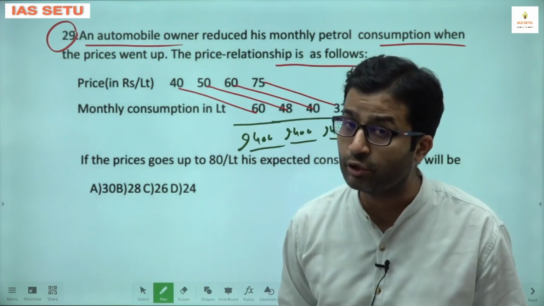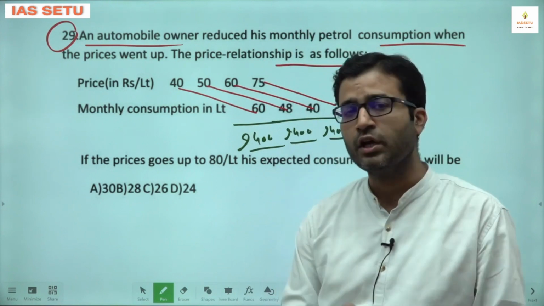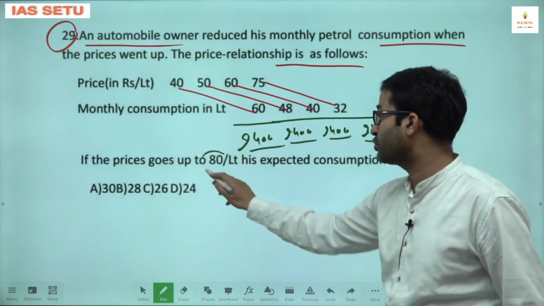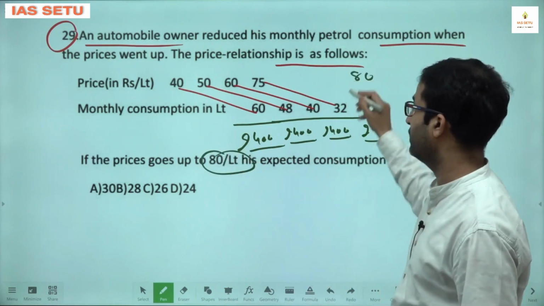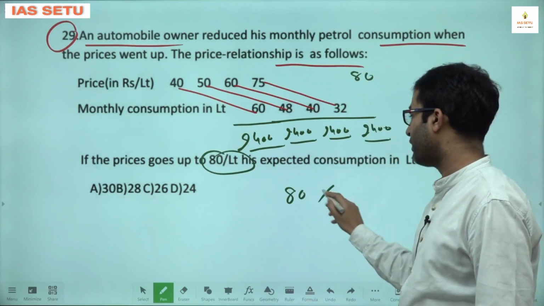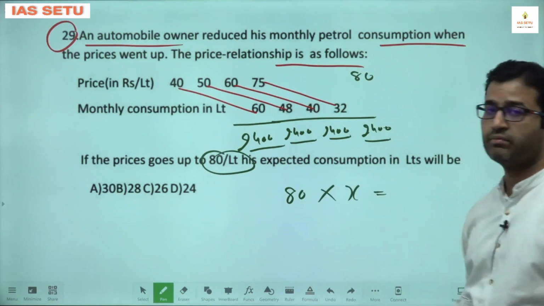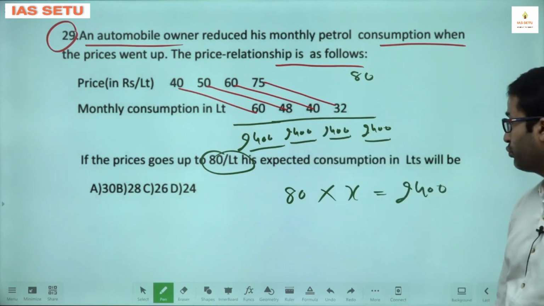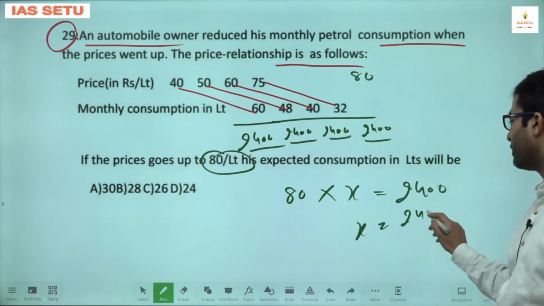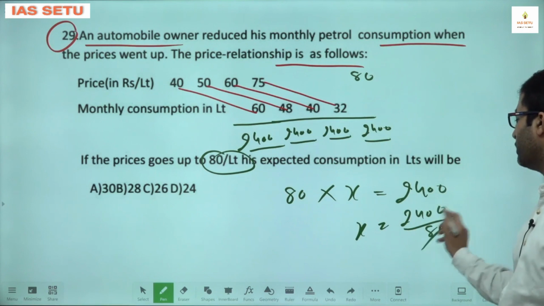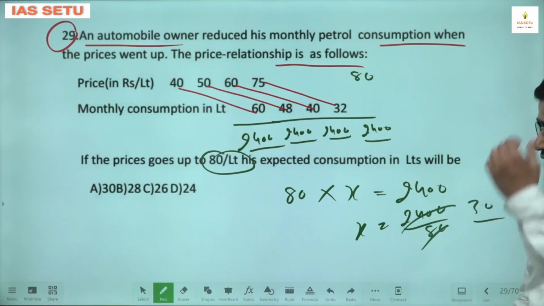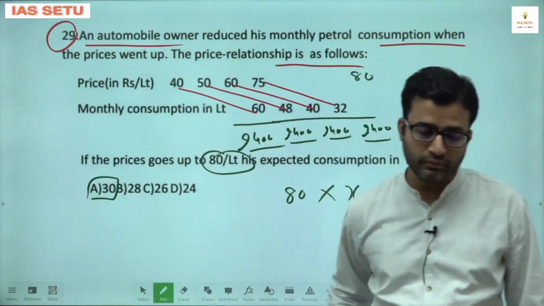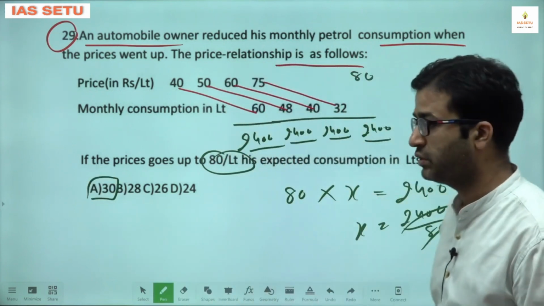If the price is 100 rupees per liter, only 24 liter. So according to the price, I decide consumption. Now if the price goes up to 80 rupees per liter, I will use X liter as my consumption. Monthly budget I fixed 2400 according to this table. Value of X is coming 2400 upon 80. So it means 30 liter. So my consumption will be only 30 liter for that month. Answer: budget is price into consumption.